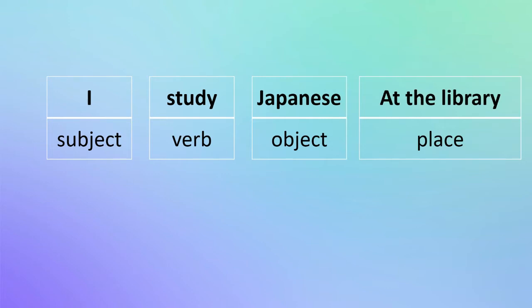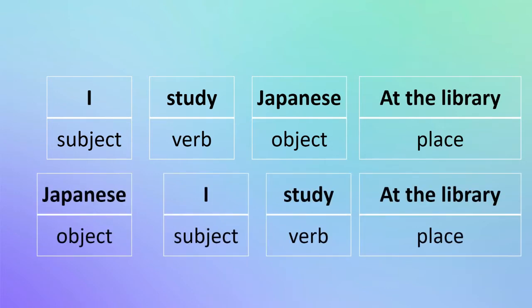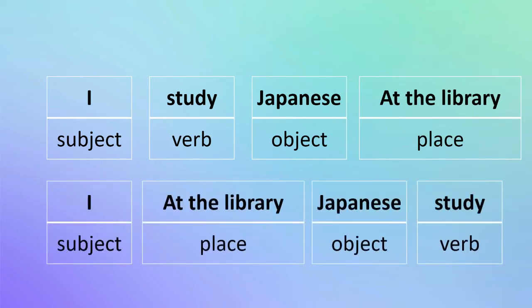You can arrange it like this: Japanese I study at the library. But without context, it would seem too awkward to speak. For English speakers, this kind of sentence structure would raise eyebrows. Or this kind of sentence structure. This is so awkward, nobody uses it. Okay? Subject, place, object, verb. That is not how word arrangement works in English.